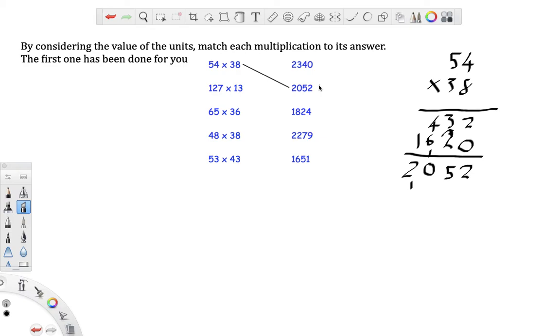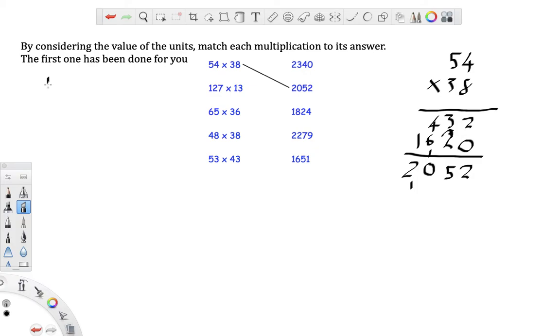So why do we only have to check the units, the 4 times 8 part? Well, this 0 here, because we're working with the tens, we have to write this 0 here, which obviously doesn't matter. It doesn't change what we have in this column, because when we add 0, we still end up with the same answer. So that's why we only have to check the units.